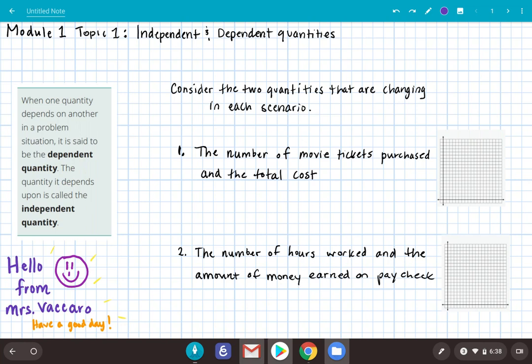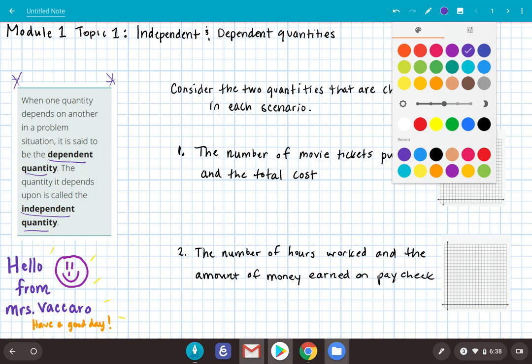Topic one, and we will be discussing independent and dependent quantities in different scenarios. So let's go ahead and first of all review what is an independent and dependent quantity. When one quantity depends on another in a problem situation, it is said to be the dependent quantity. And the quantity it depends on is called the independent quantity.